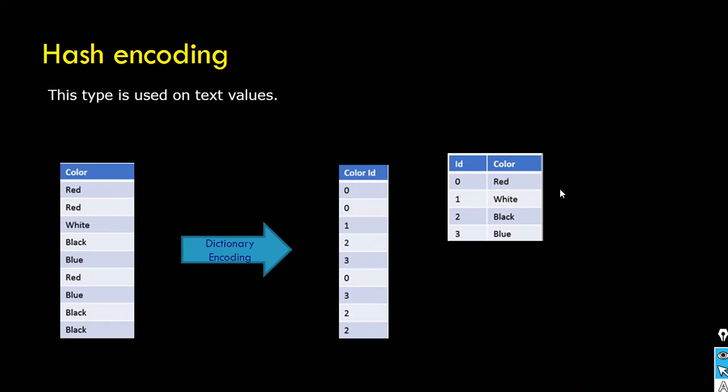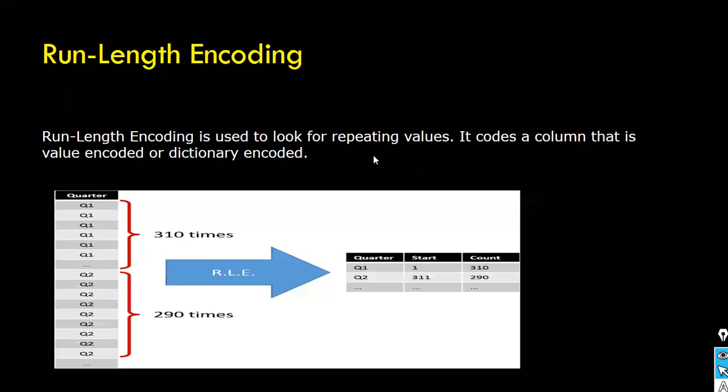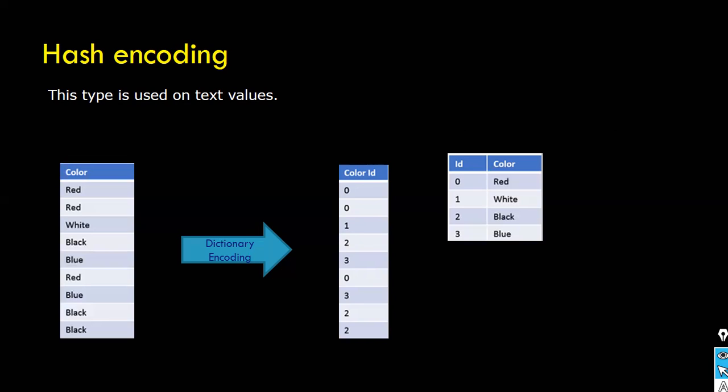Keep a dictionary file separately, right? Whatever the IDs assigned for each color, you can use that value to replace the text values, so that your color ID column will have fewer values, right?